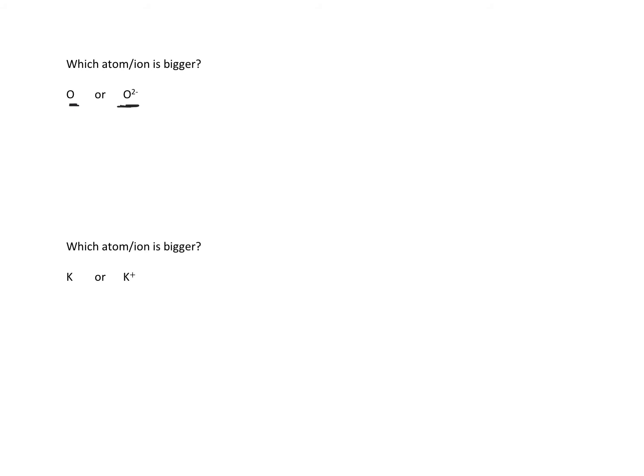The only difference between these two: they both are oxygen, so they both have 8 protons. This has 8 electrons, and this has 10 electrons. If you think about what makes up an atom's size, it's really the electron cloud. So when you have more electrons, if everything else is exactly the same, we expect O2 minus to be bigger. We can sketch that out if we want to.